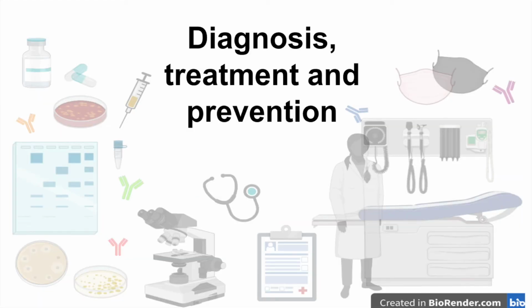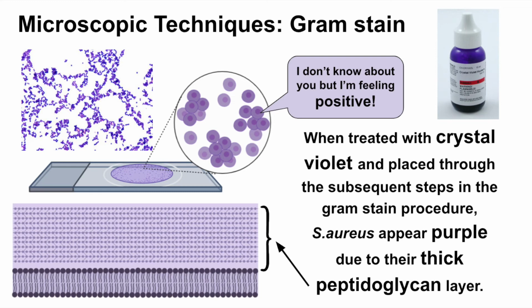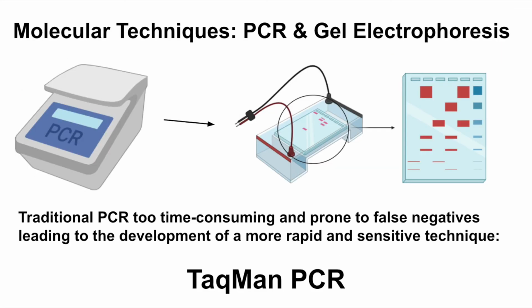How do we diagnose, treat, and hopefully prevent S. aureus infections? When stained using Gram stain procedure and viewed under the microscope, S. aureus will appear purple in colour, consistent with their gram-positive nature, and will be of cocci shape. Conventional agarose gel electrophoresis PCR is often too time-consuming for large sample numbers and has a tendency to have a high false negative sample rate, so a more rapid and sensitive technique has been developed.